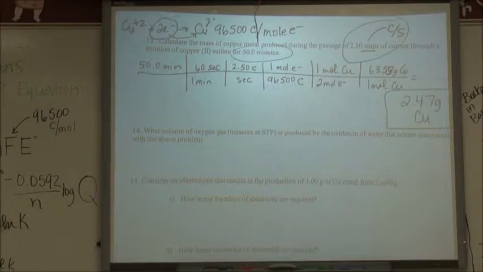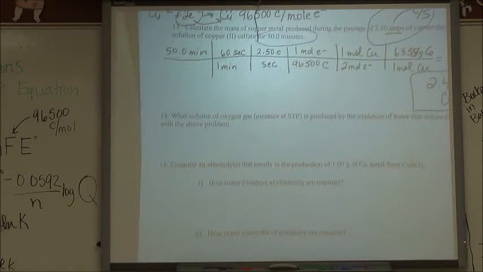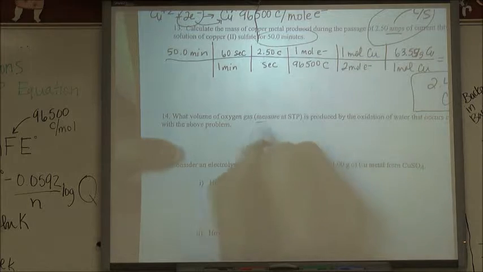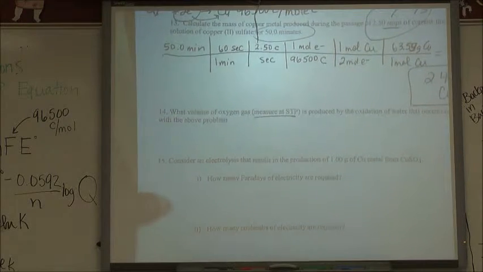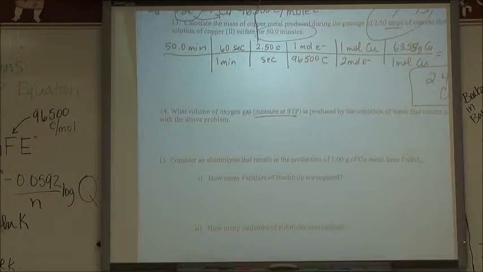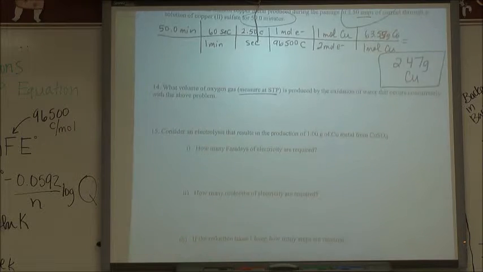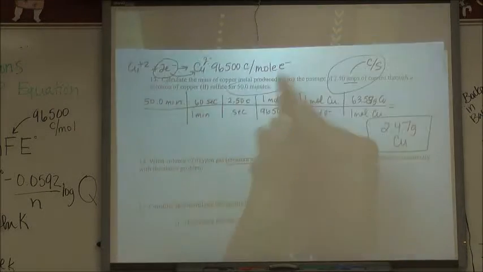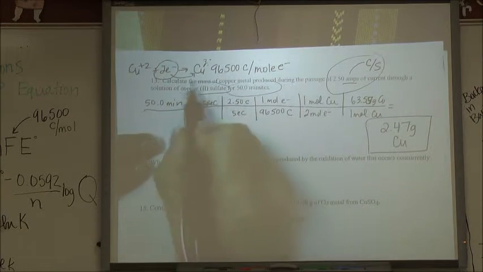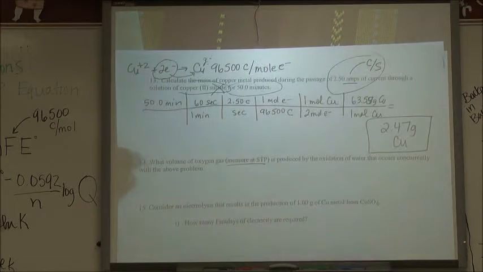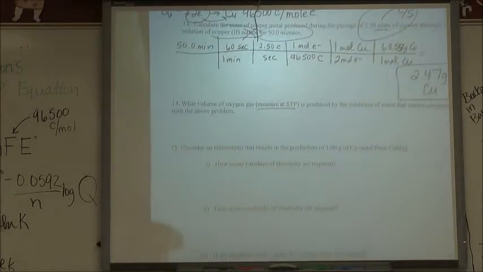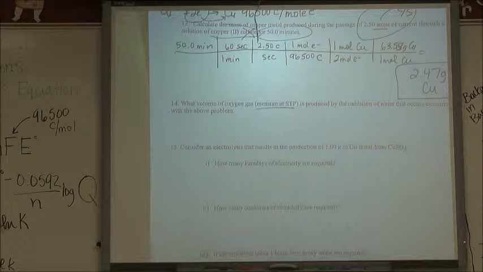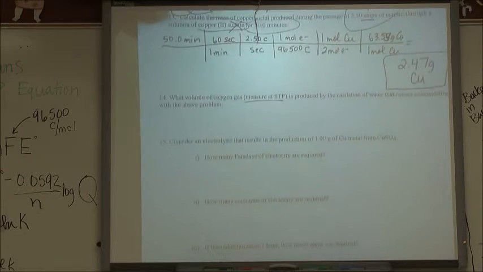Now, looking at the next one, it says, what volume of oxygen gas measured at STP is produced by the oxidation of water that occurs concurrently? Why is water being oxidized? Because sulfate isn't. Sulfate's a bear, exactly. This is copper 2 sulfate. Sulfate's not going to be oxidized. Instead, water's going to be oxidized because water is more apt to be oxidized.